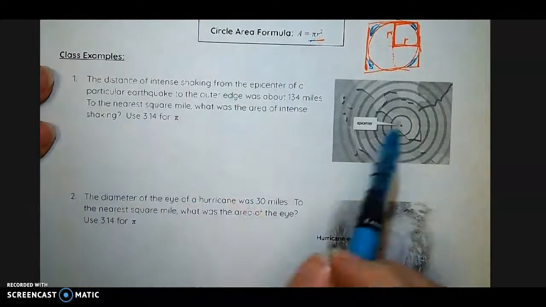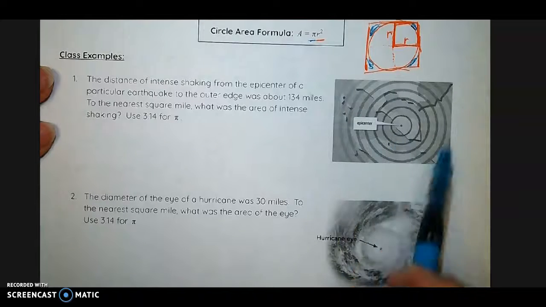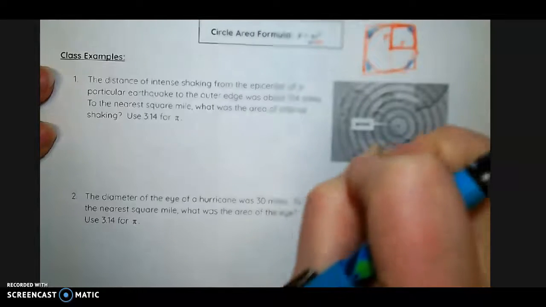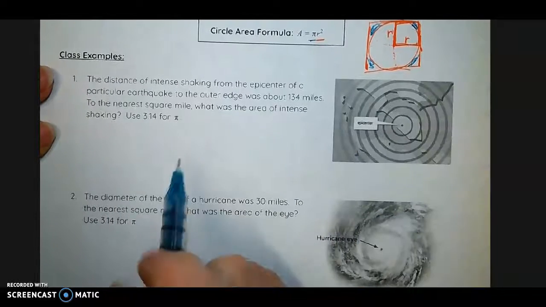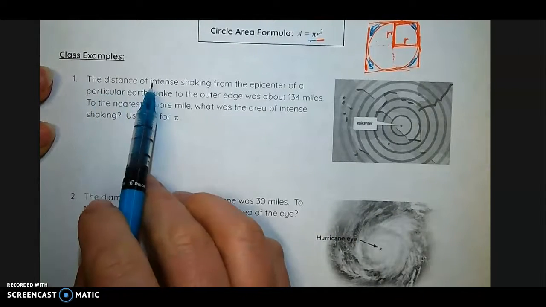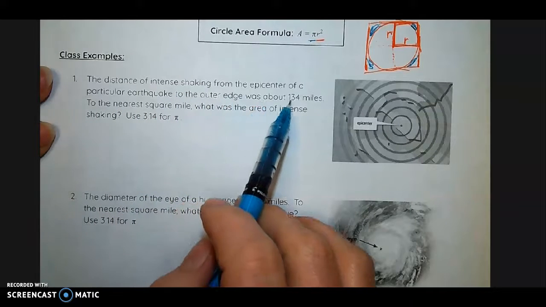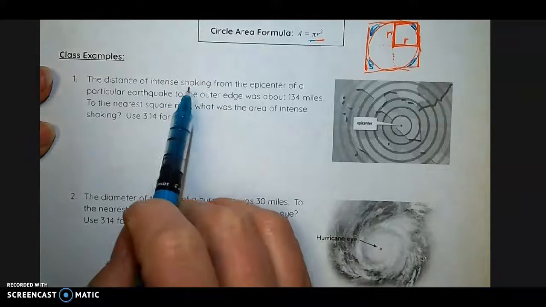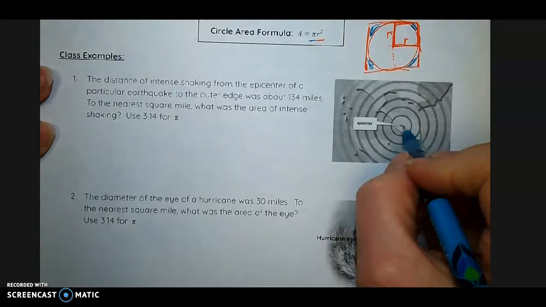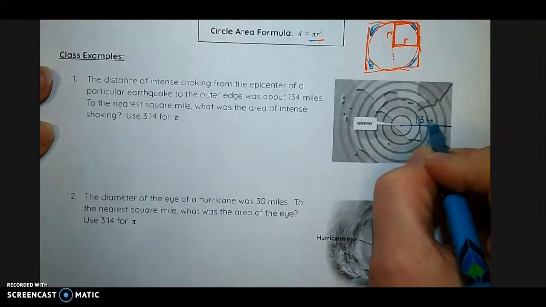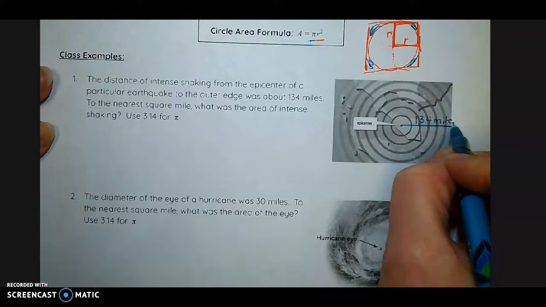So we can use this to figure out something like an earthquake, how much area would be affected by the earthquake, because it goes out from that epicenter. The shock waves emanate out from that epicenter. So the distance of intense shaking from the epicenter of a particular earthquake to the outer edge was about 134 miles. So that is from the epicenter to the outer edge. So we're looking at a radius here of 134 miles.